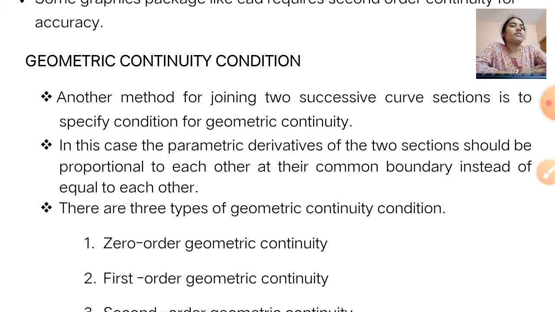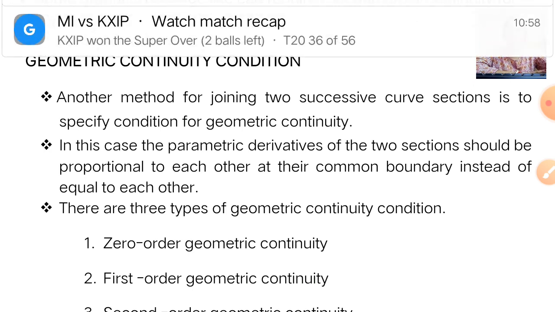Another method is the geometric continuity condition. In geometric continuity, joining two successive curve sections is done by specifying a condition for geometric continuity. In this case, the parametric derivatives of the two sections should be proportional to each other at their common boundary instead of equal to each other. That means both are common at the intersection point.